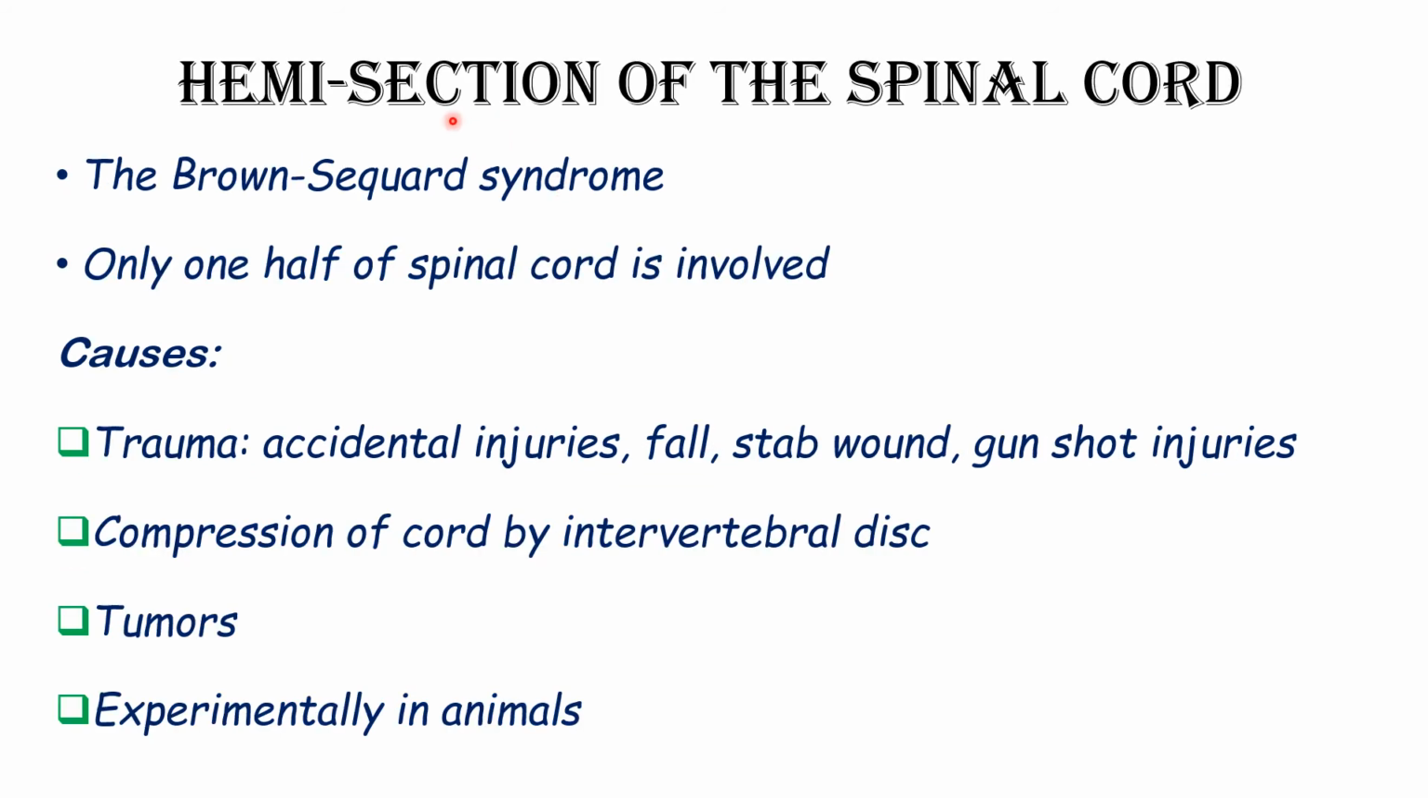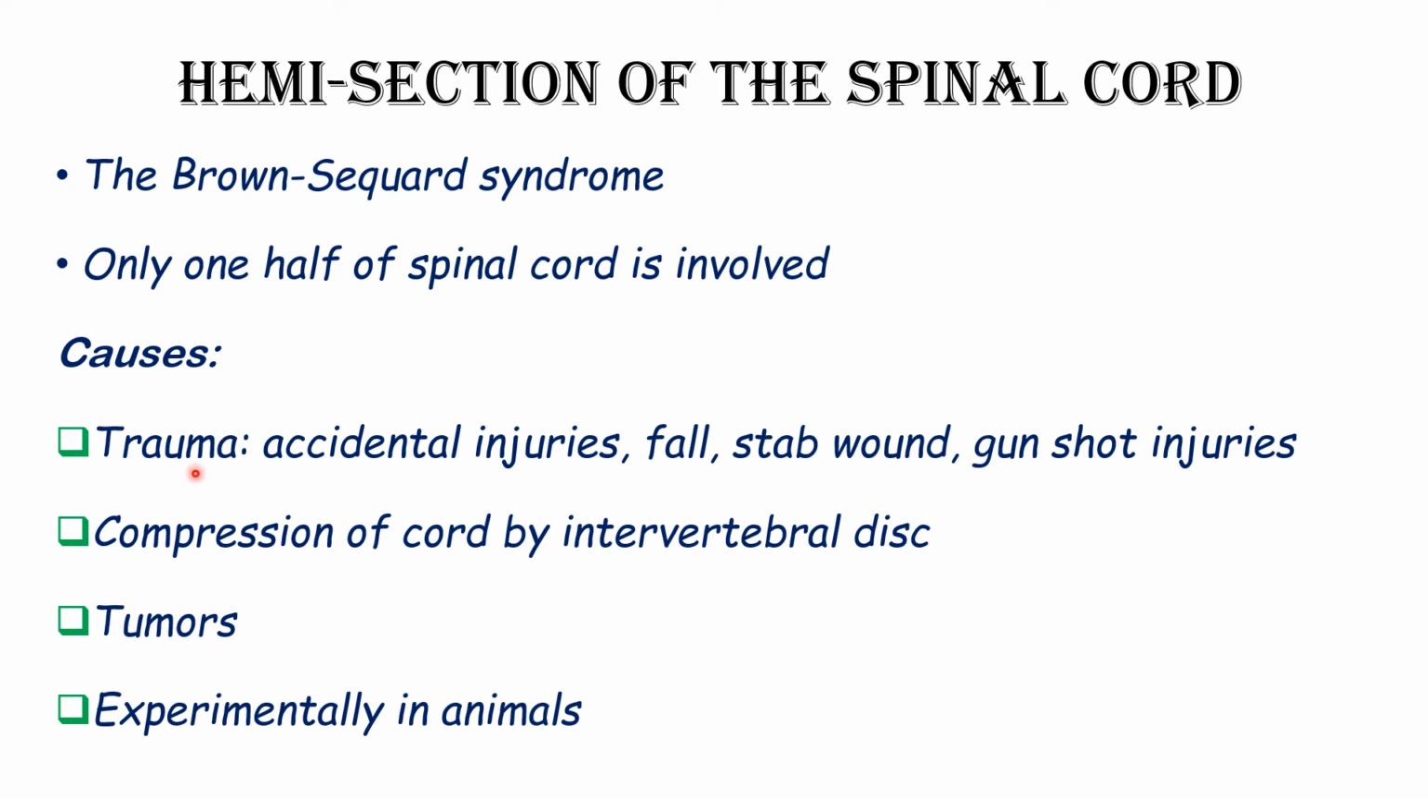Another very interesting aspect is hemisection of the cord. You can call it incomplete section also. In incomplete section, some of the fibers may remain intact. In hemisection, it is clear cut that half of the spinal cord is dissociated from the higher centers, and this is known as Brown-Sequard syndrome. Again, what is Brown-Sequard syndrome? It is hemisection of the cord where only one half of the spinal cord is involved.